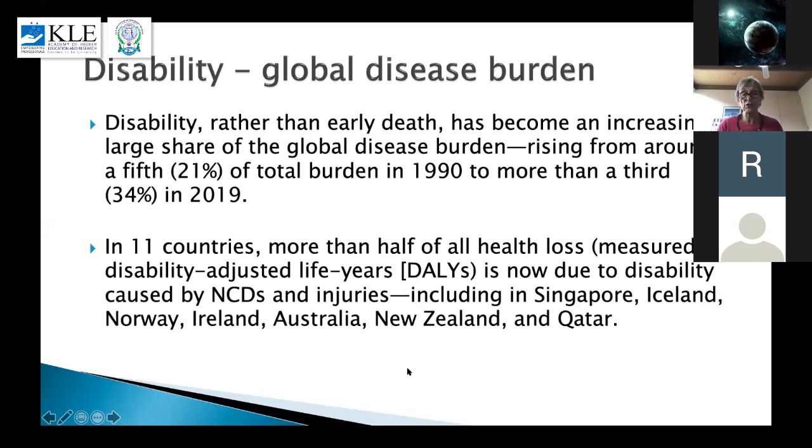So that's saying that the non-communicable diseases causing disability have risen enormously. And in many countries, more than half of all health loss, all the DALYs, is now due directly to NCDs and injuries, so the non-communicable diseases, including in countries like my own country. So these are hugely costly to individuals, to communities, and obviously to the country as a whole.